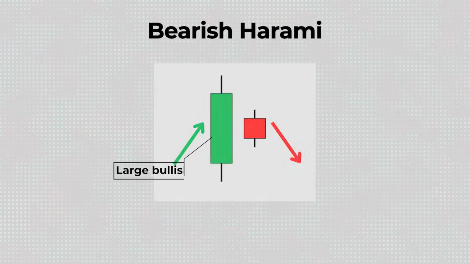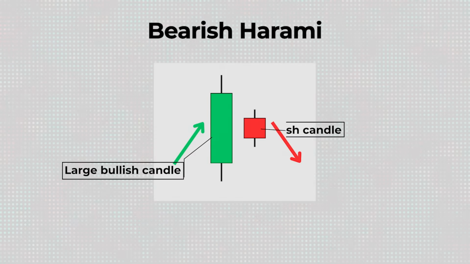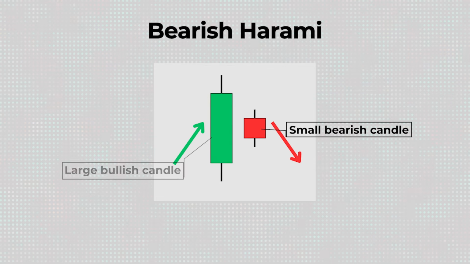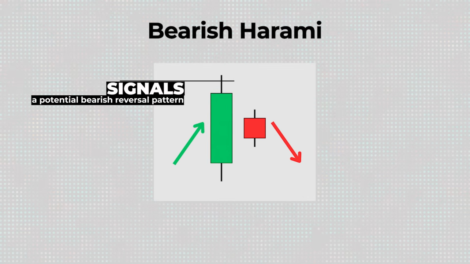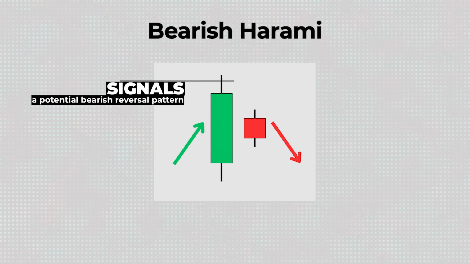The counterpart to this is the bearish Harami pattern. It consists of a large bullish candle followed by a small bearish candle within the previous candle's body, indicating weakening buying pressure, and when formed in an uptrend, it signals a potential bearish reversal.